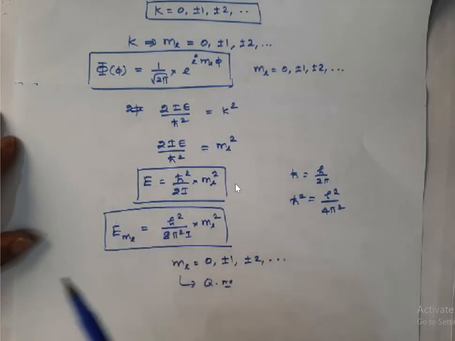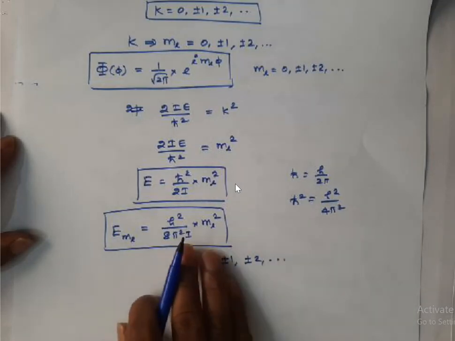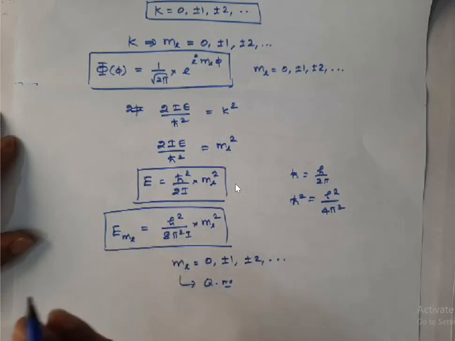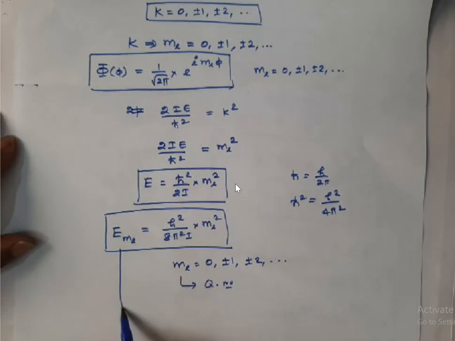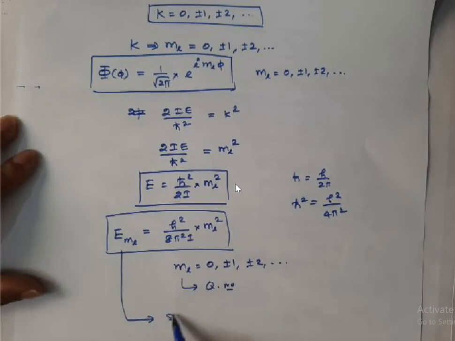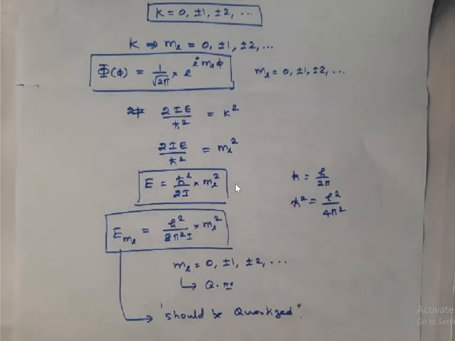When a particle moves on a ring of constant radius, if the particle is a microscopic particle, then quantum mechanical results suggest that energy cannot be continuous. Energy should be discrete or quantized. Okay, I stop here.